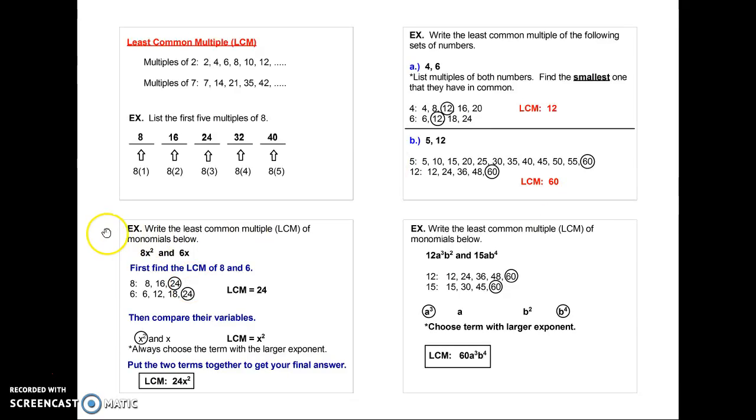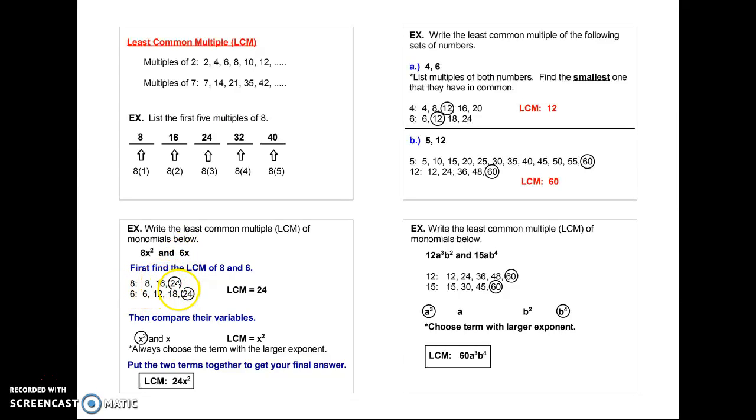Now, once we get into monomials, those examples were just constants that you were finding the LCM of. Now we're going to get into some monomials. The beginning portion of it is the same. You need to find the LCM of your constant first, of your coefficient. So in this case, I need to find the LCM of 8 and 6 in order to start the problem. So that part's exactly the same.